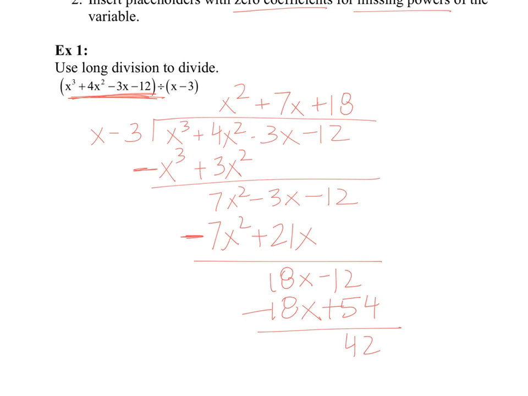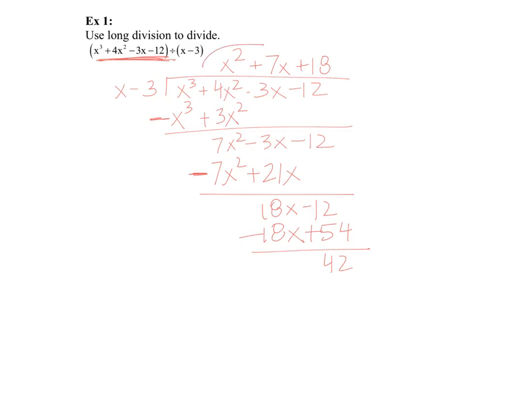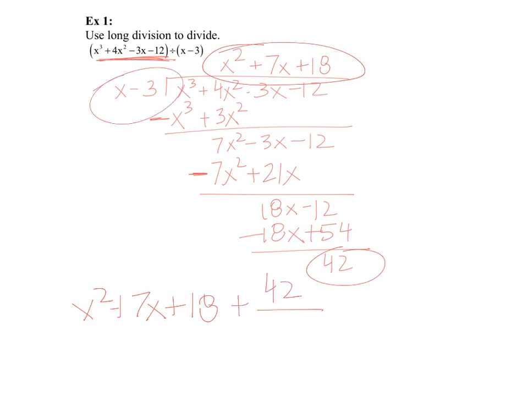So what do we have now? What do we do with this information? Well, this represents my quotient, x squared plus 7x, the result I got after dividing. And then there's a remainder, so I just add that on, and the remainder goes over the divisor. This is what I was dividing by, that's my divisor. And so this is my final solution. Quotient, remainder, divisor. On to the next example.